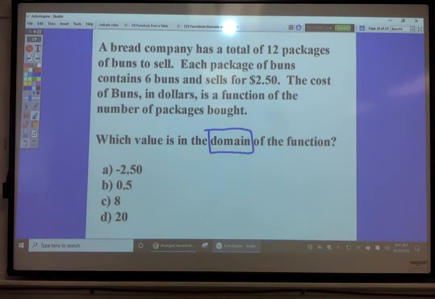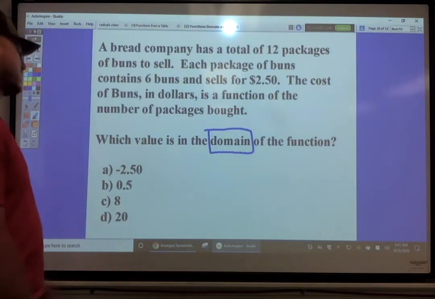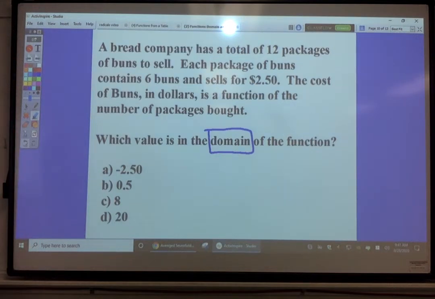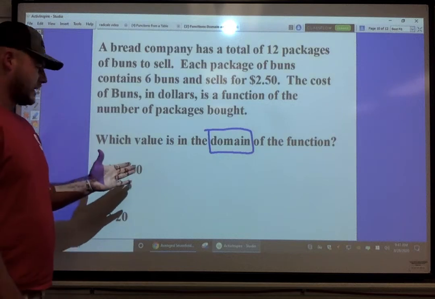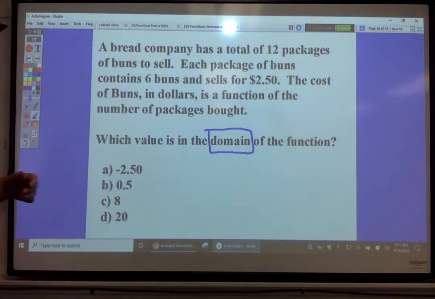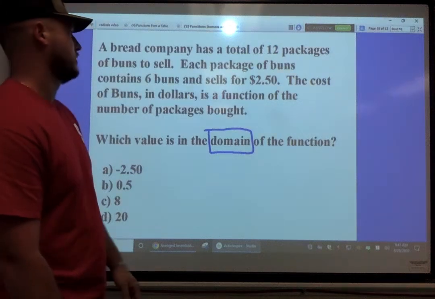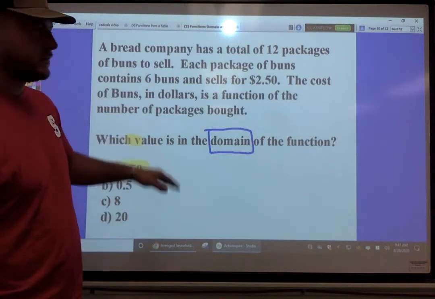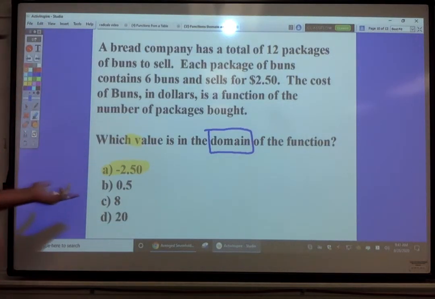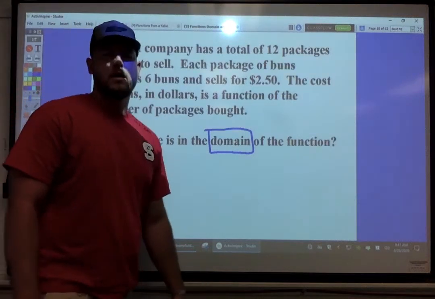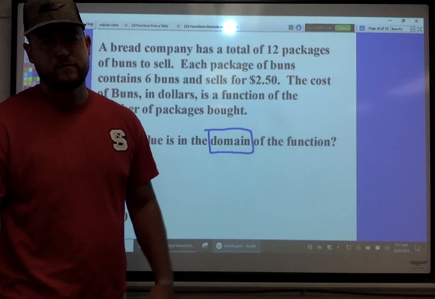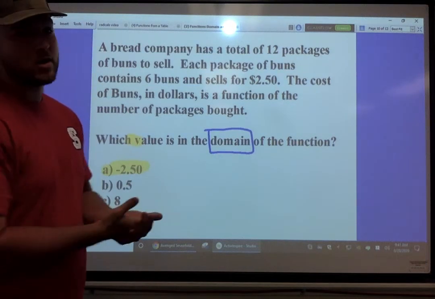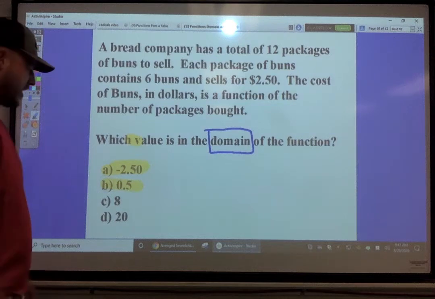So each package of buns contains 6 buns and sells for $2.50. The cost of the buns in dollars is a function of the number of packages bought. So which value is in the domain of the function? So negative 250. Can you have negative packages of buns? No, you can't. So that one's out. Kind of the same thing here. Can you have half a package of buns? Well, you can, but if you go to the store and chop a package in half and then take it to checkout, they're not going to be too happy with you. So again, concrete, you can't have half a package, right?